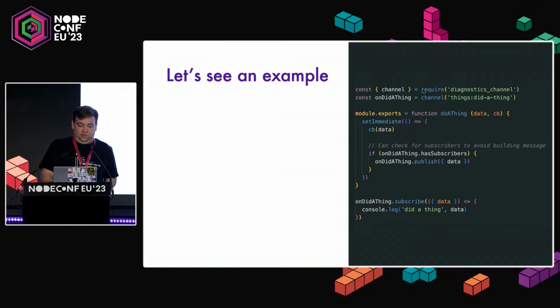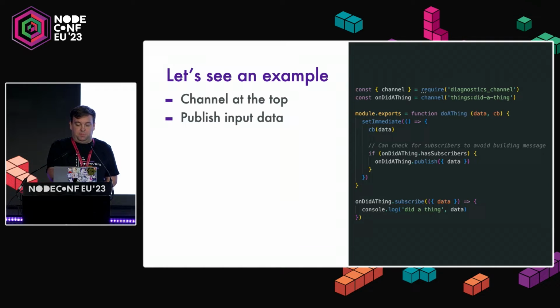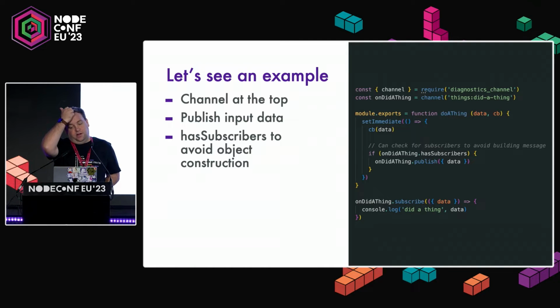So let's look at an example. We've got the channel at the top. We're publishing some data after we've called the set immediate and called its callback. And we have this has subscribers thing to avoid object construction. So the publish, if there's no subscribers, has virtually no cost, but sometimes the object construction can have a bit of cost. And so if you're calling something very, very frequently, you might want to use has subscribers just to make sure you're not spending cycles you don't need to spend.